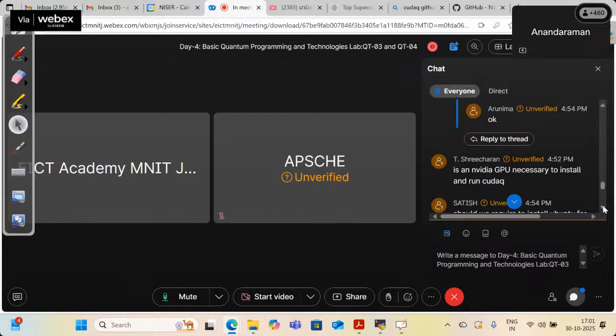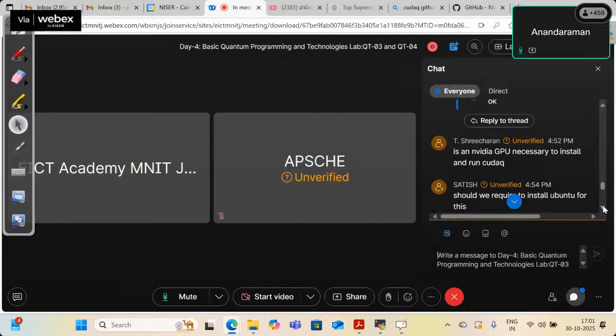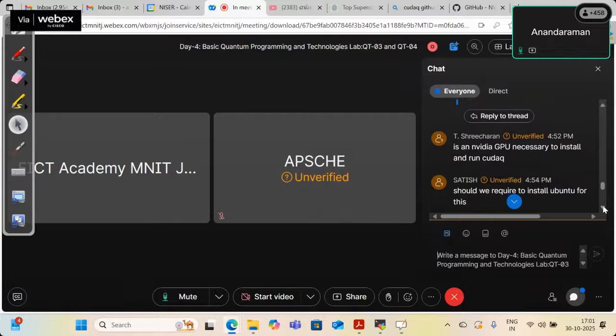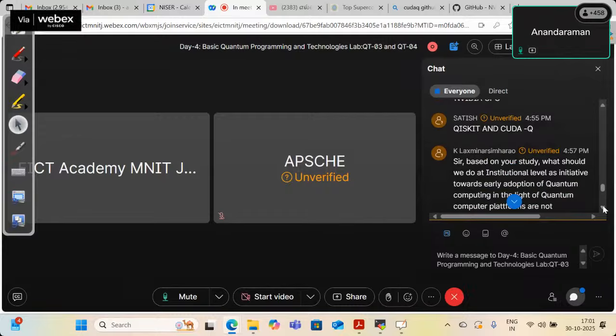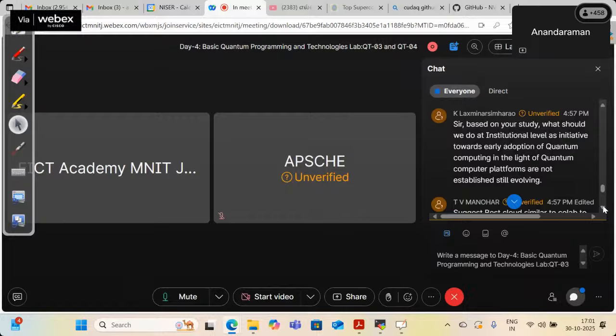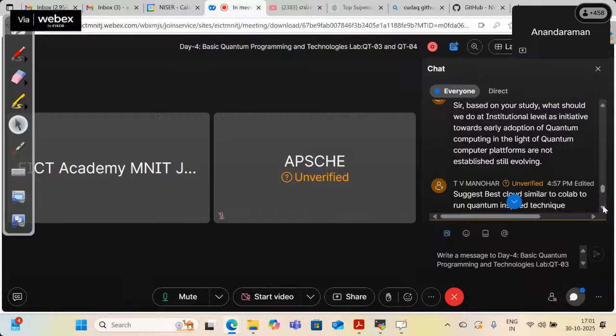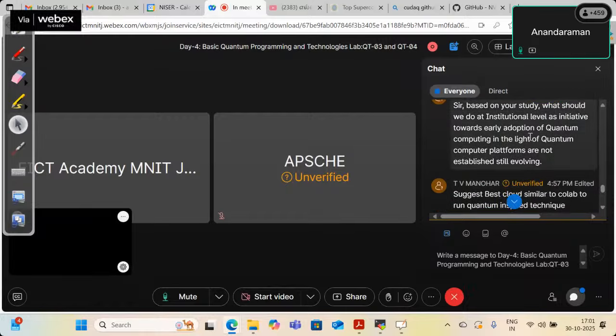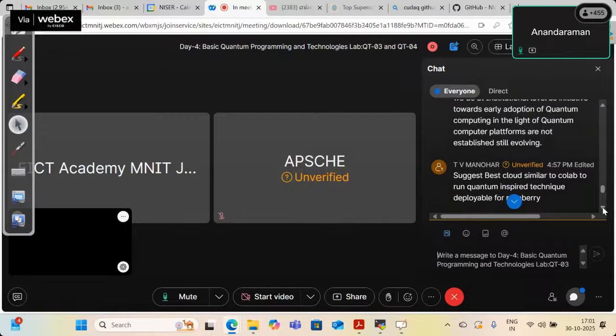Not at all. For CUDA-Q, you can run on CPU also. GPU is not necessary. You can run on CPU also. I will show you. It is better to go with Linux. Better to have some good GPU card and concentrate on CUDA programming. There are very few experts in CUDA itself, so CUDA itself has more value.